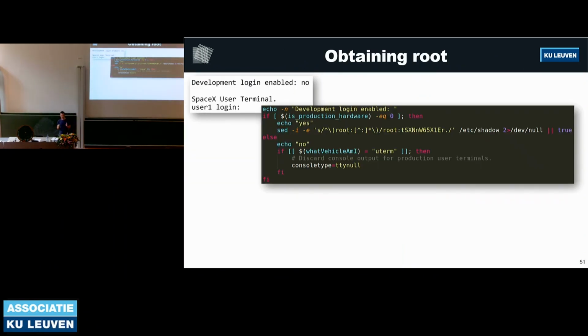Now let's try to get a root shell on this terminal. I showed you before that when this terminal is done booting, it prints development login enabled and then no. And if we look at the script that implements this, we can see that it prints development login enabled. Then we see that it does a check. So it's checking if this is production hardware or not. If it's not production hardware, then they will set a new password. And this hash is actually Falcon. So the password is Falcon. Now, of course, since we have a production unit, we cannot make this terminal believe it is development hardware, and we wouldn't be able to log in.